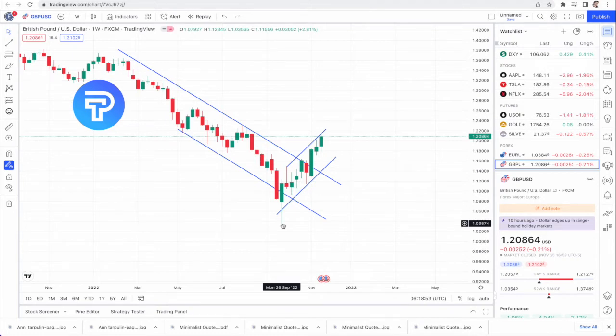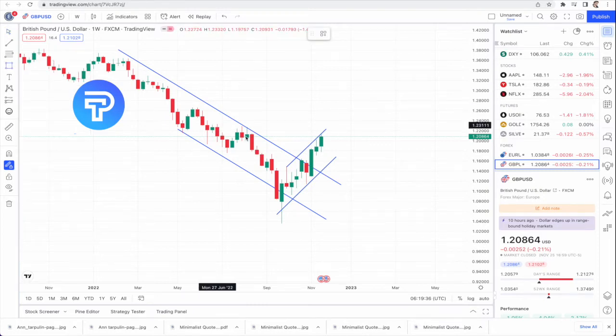From this level of 1.03574 for Pound USD, it created a long weak rejection of buyers, and after that the buyers had strong momentum, breaking this trend line, this downtrend channel, up to the previous area of support from this level. So let us mark this zone.